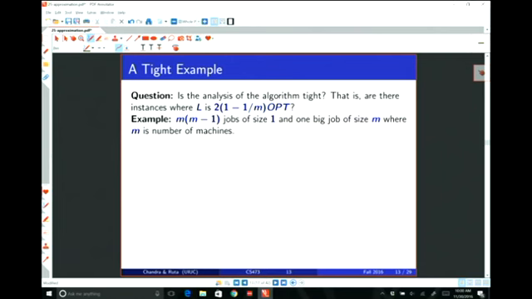So it has size 1 jobs. How many of them are there? m times m minus 1, right? So what is it going to do with those m times m minus 1 size 1 jobs? It will spread them evenly, right? They are like small pieces of sand, right? So what will it do?